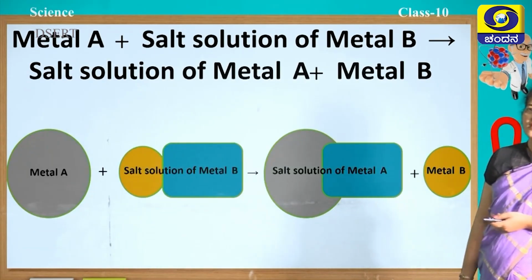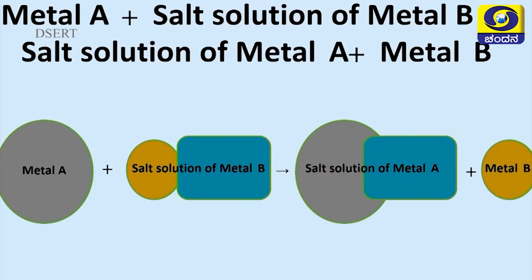Now, you can see here metal A is reacting with the salt solution of metal B, and metal B is displaced. You can see the reaction. So, here metal A is taking the place of metal B, that is why metal A is more reactive than metal B.